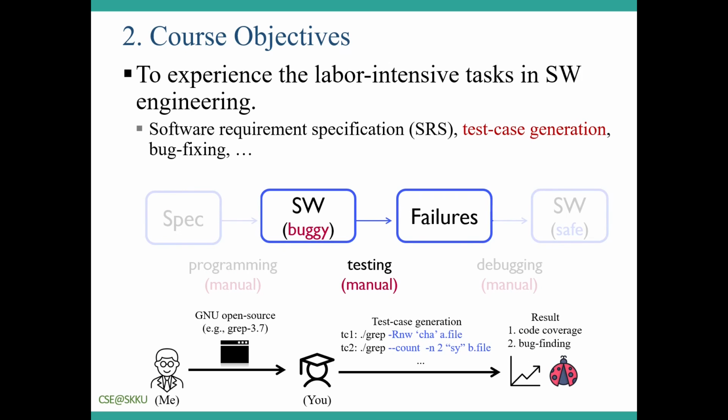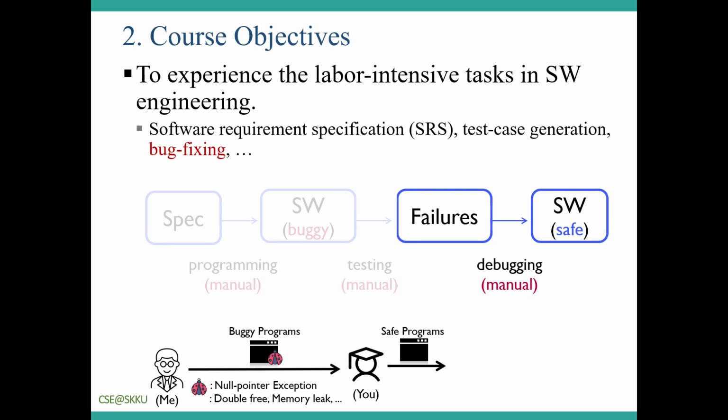More specifically, the first potential task will involve manual test case generation. For example, I will provide you with an open source C project such as Grep, a widely used text search utility. Your task will be to analyze this program and manually design high quality test cases, like the ones shown here, such as TC1 and TC2 highlighted in blue. In software testing, effective test cases are those that maximize code coverage or help trigger hidden bugs in the programs.